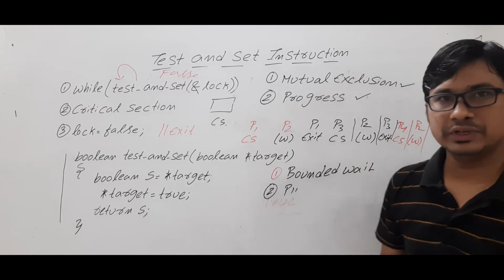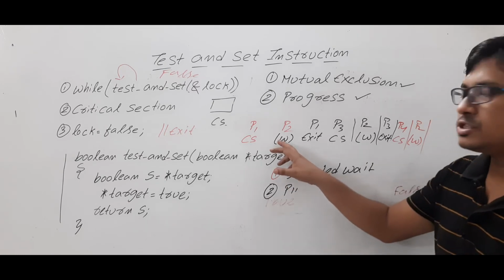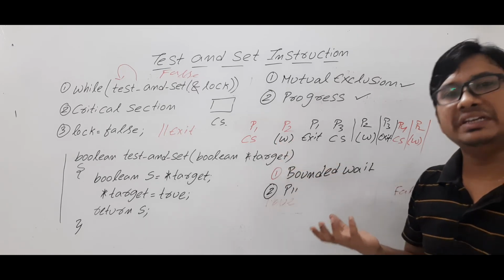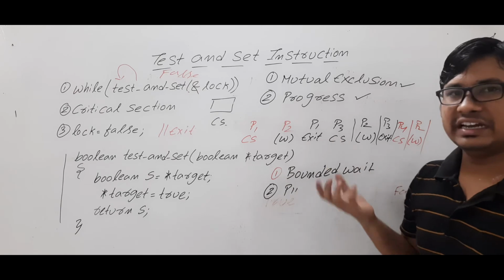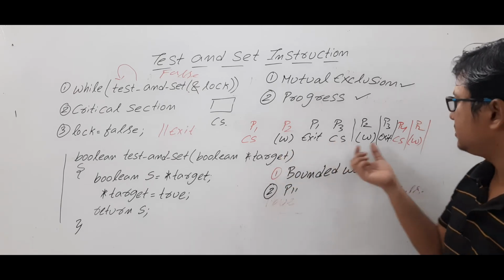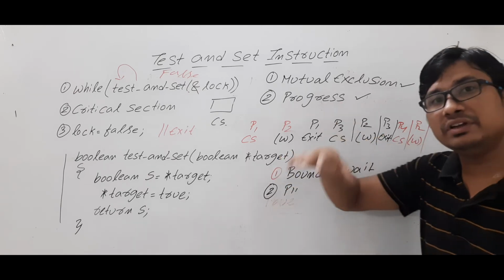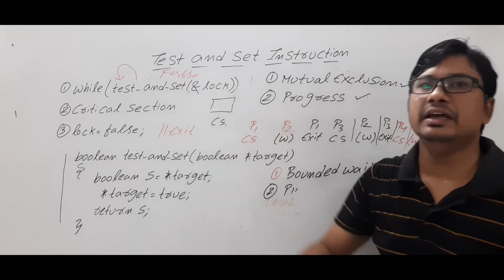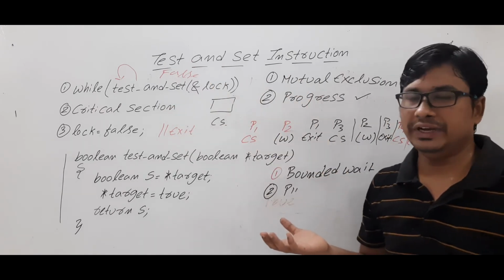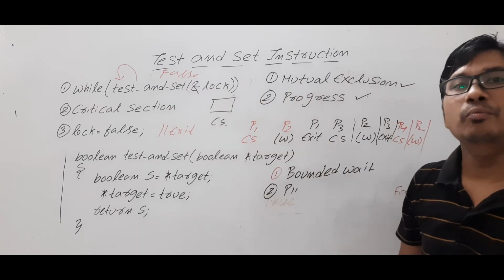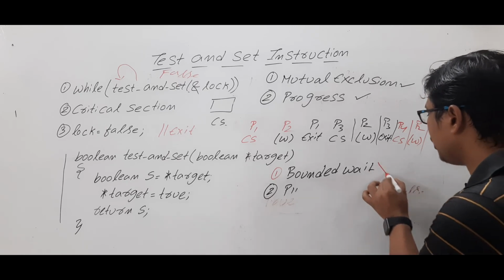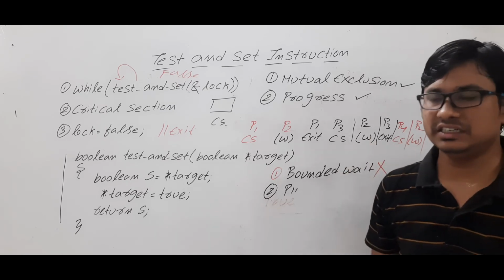So in this situation, what is happening? Process P2 keeps on waiting. Is it clear? When it will get the chance, we cannot say. If other processes are scheduled whenever the critical section is vacant, then process P2 will be in the waiting state. So the meaning is that bounded wait is not provided in the test and set instruction.